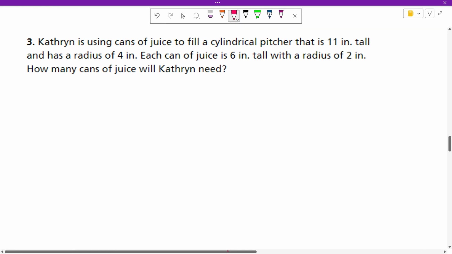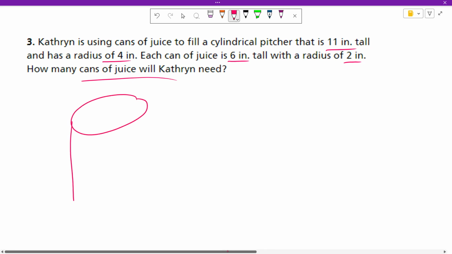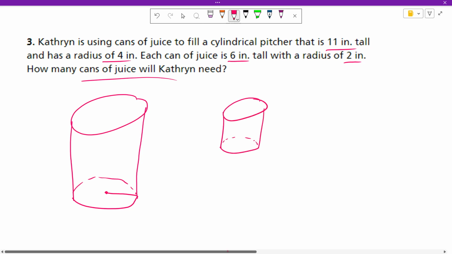Catherine is using cans of juice to fill a cylindrical pitcher that's 11 inches tall and has a radius of 4 inches. Each can of juice is 6 inches by 2 inches. How many cans of juice will she need? So she has a big pitcher. And she has little cans of juice. So the big pitcher is 11 tall with a radius of 4.